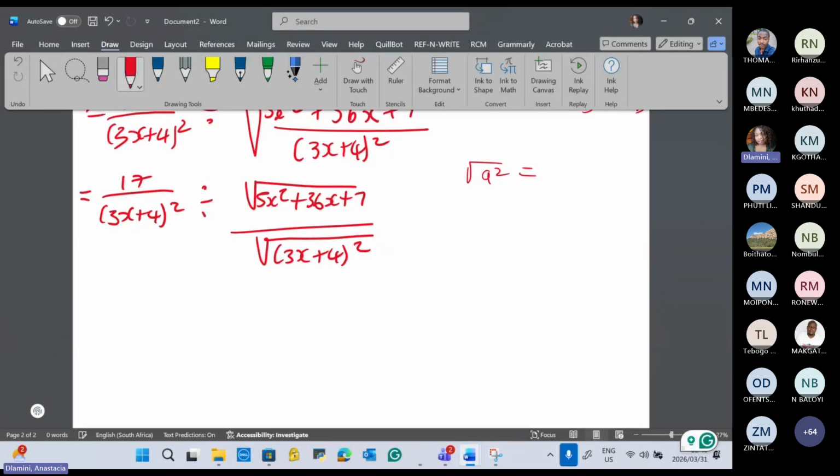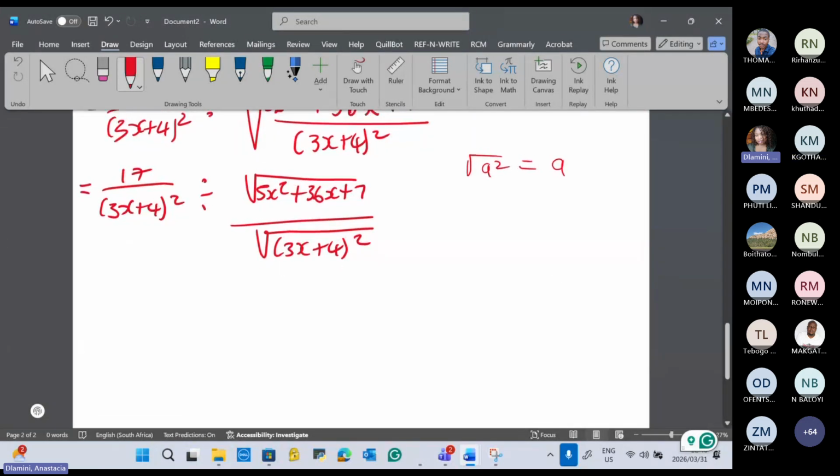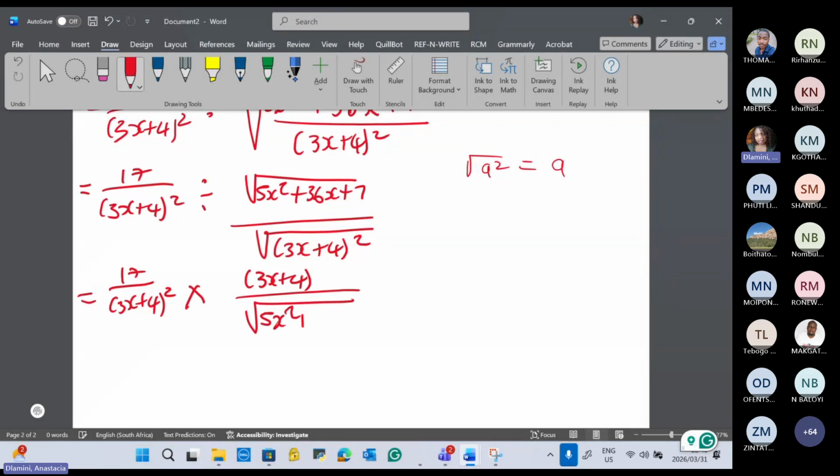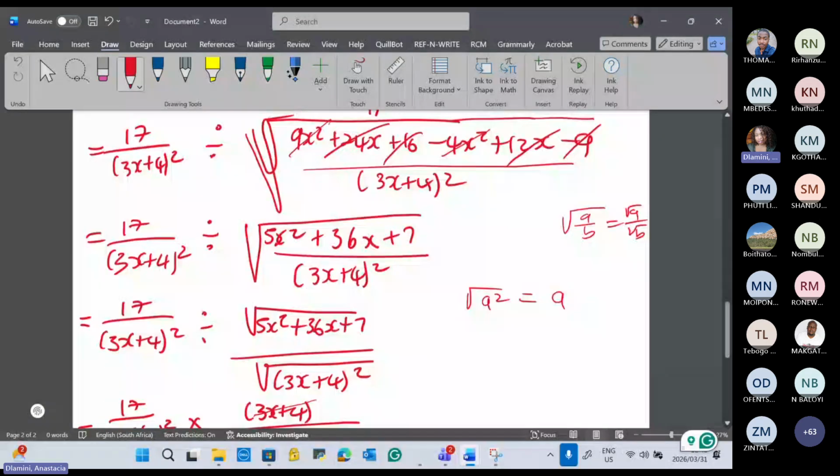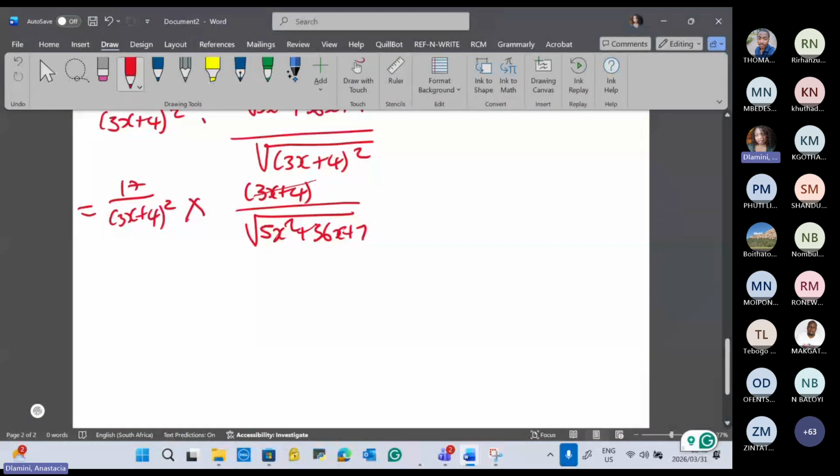Thank you. So meaning that this is written as 1 over 17 over 3x plus 4 squared times, now this becomes 3x plus 4 over the square root of 5x squared plus 36x plus 7. Now, this divides by this. So it divides one of them. Do you see that? So then this becomes what?